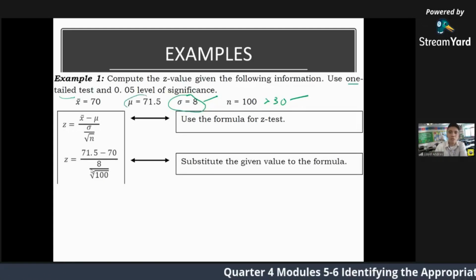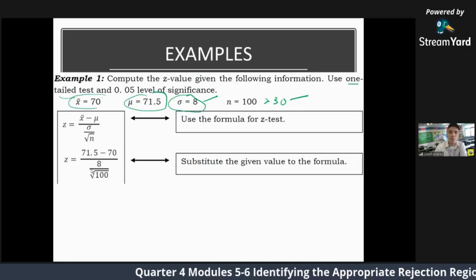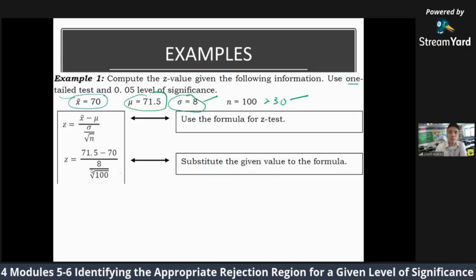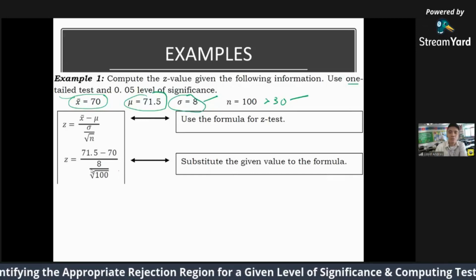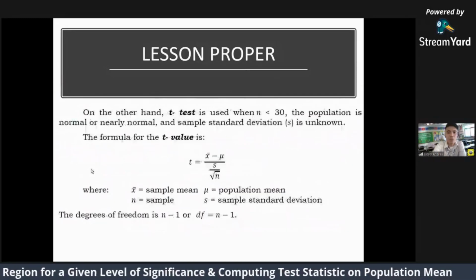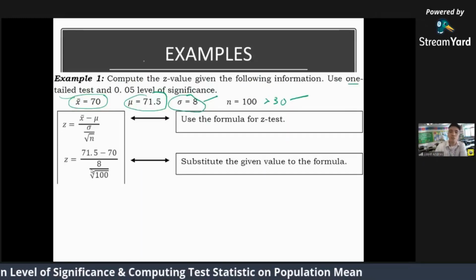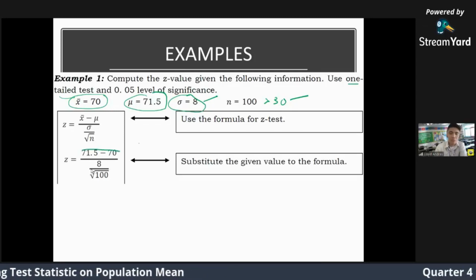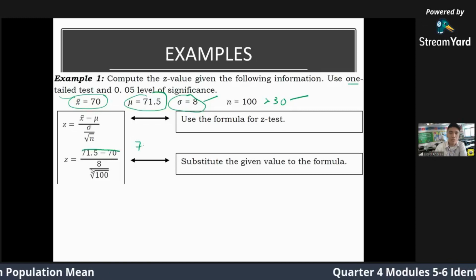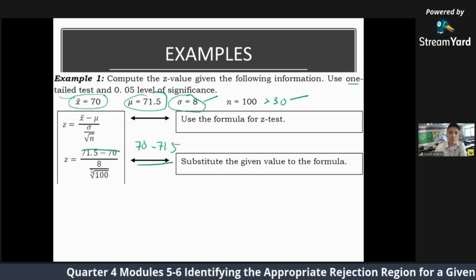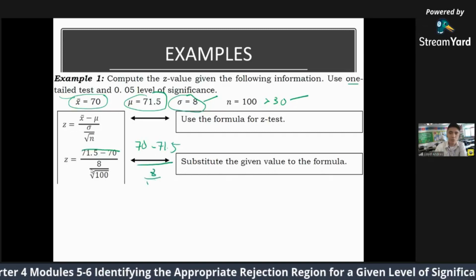Na baliktad siya. X bar minus mu. So baliktad ang pagkasulat. Dapat dire 70 minus 71.5 over, tama na ning 8 over square root of 100.